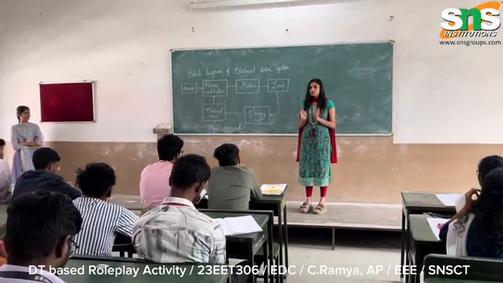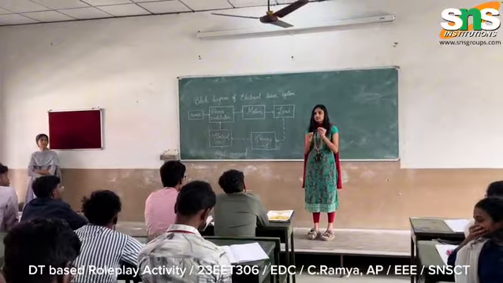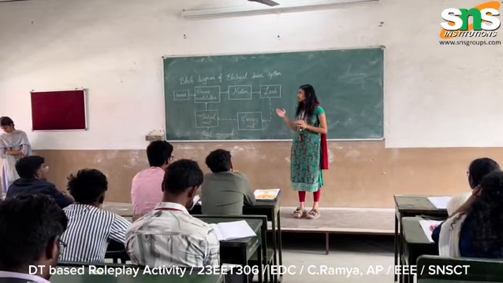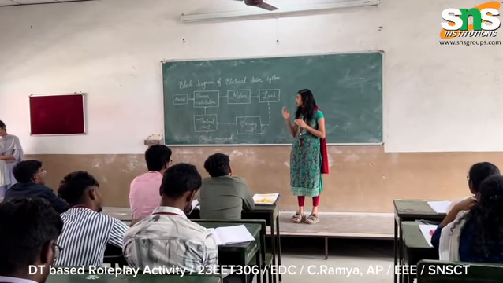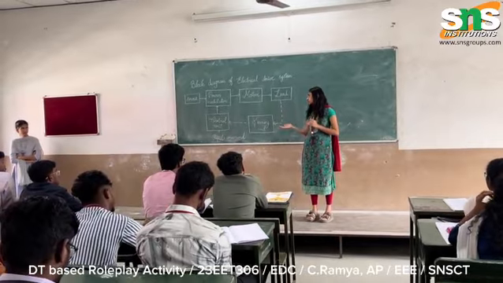I'm going to tell about the sensing unit. It measures motor parameters like speed or current, and it sends a feedback signal to the control unit, and it will reduce the error between actual and reference values, and it converts mechanical output into electrical signals.